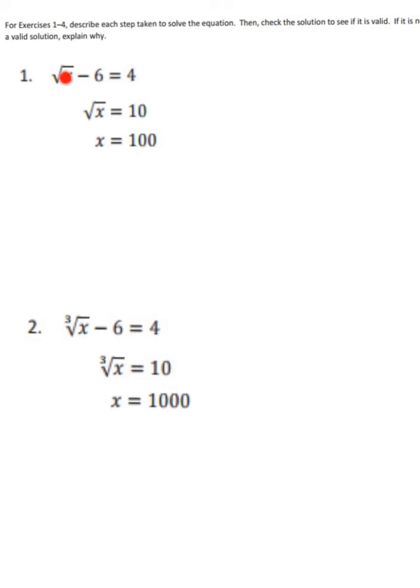Alright, first up we have the square root of x minus 6 equals 4. I already worked through it, but I want to talk you through it. Bottom line, our first step is to isolate the variable. So number 1, isolate the variable.